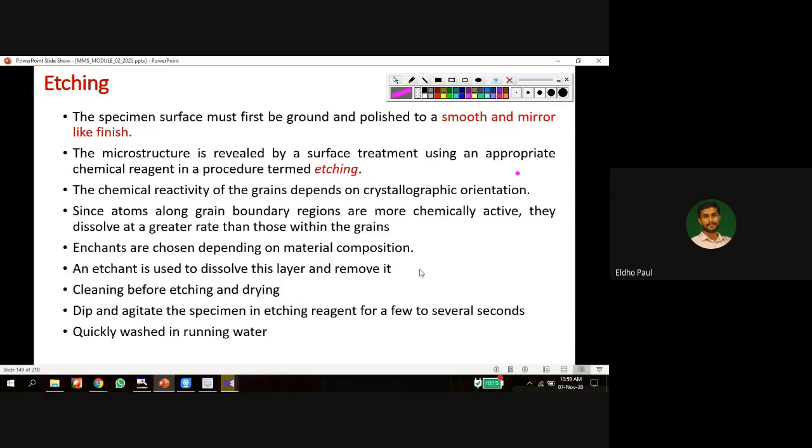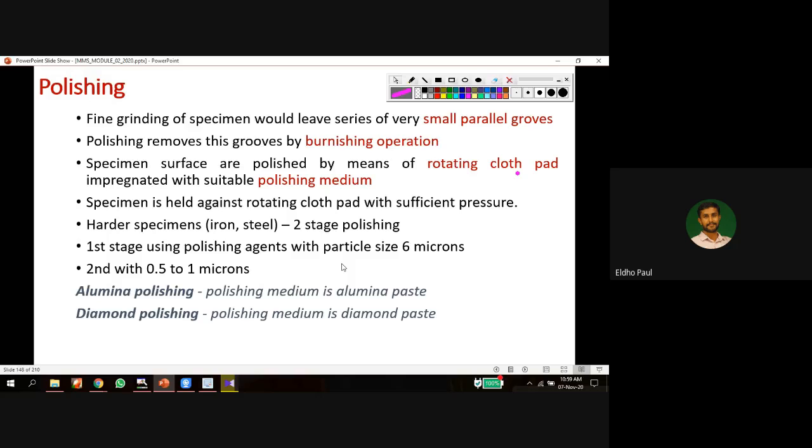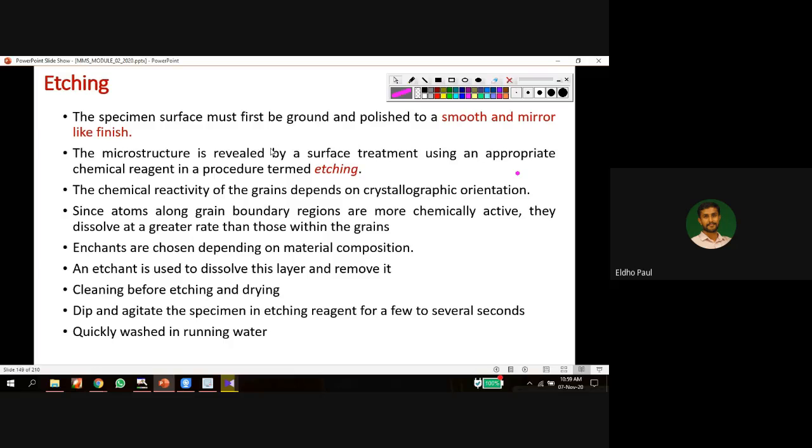After polishing, we got a mirror finish surface of the specimen. To reveal the grain boundaries or grains, we use a chemical treatment. After getting this mirror finished surface, the microstructure is revealed by a chemical surface treatment using an appropriate chemical agent. That process is called the etching process.